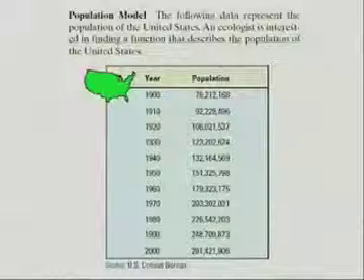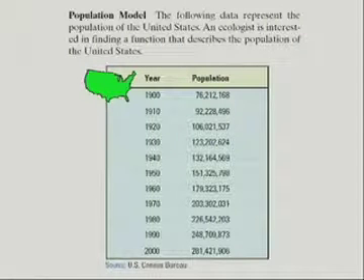In this next example, we're going to use the logistic regression feature to obtain a population model that describes the population of the United States. The following data represent the population of the United States. An ecologist is interested in finding a function that describes the population of the United States.